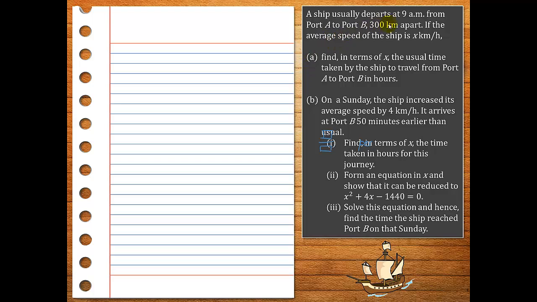A ship usually departs at 9 a.m. from port A to port B, 300 kilometers apart. If the average speed of the ship is x kilometers per hour, part A, find in terms of x the usual time taken by the ship to travel from port A to port B in hours. Now, looking at this part of the question, is there any formula that comes to your mind? We have 300 kilometers, we have x kilometers per hour, and the question is asking us to find the time taken.